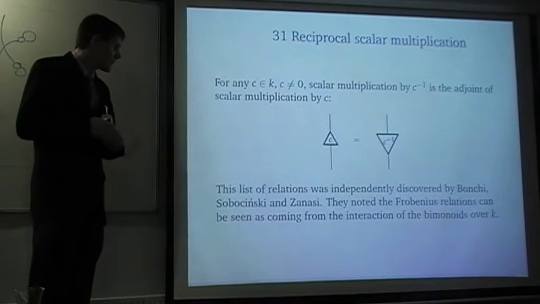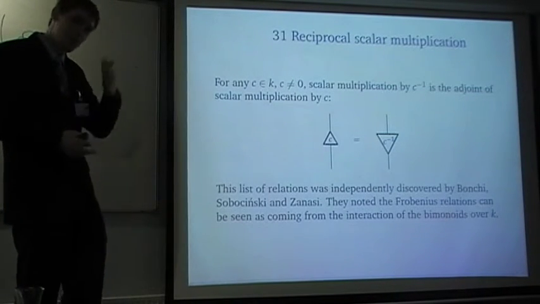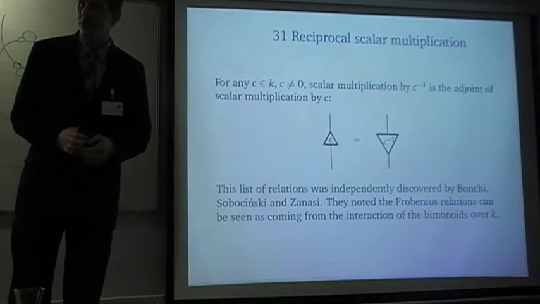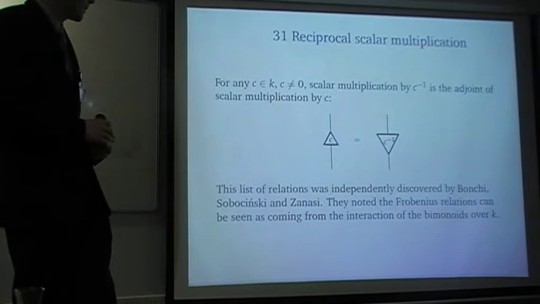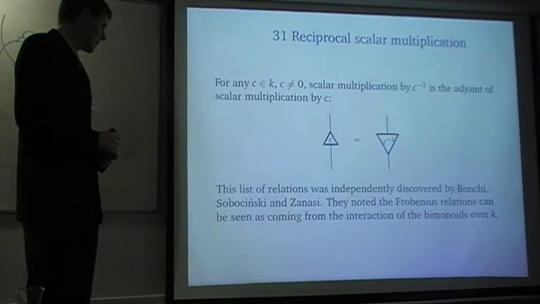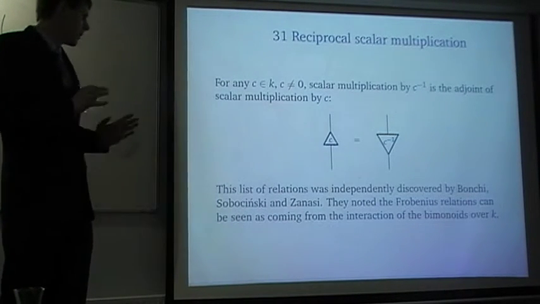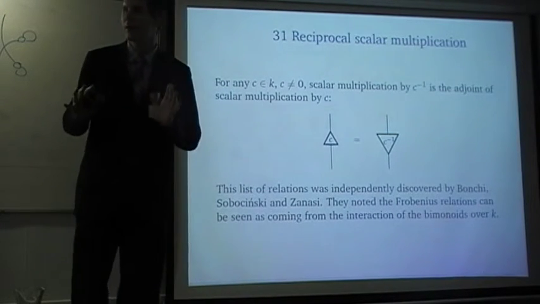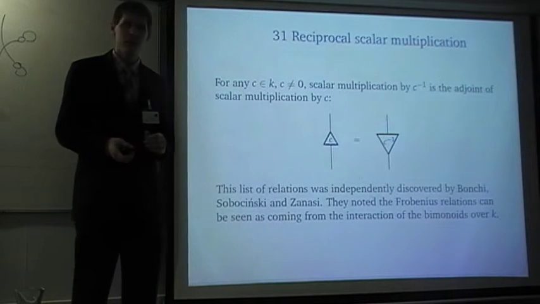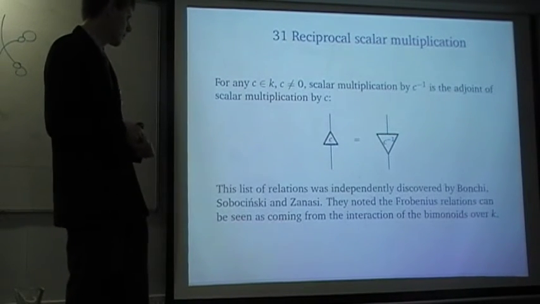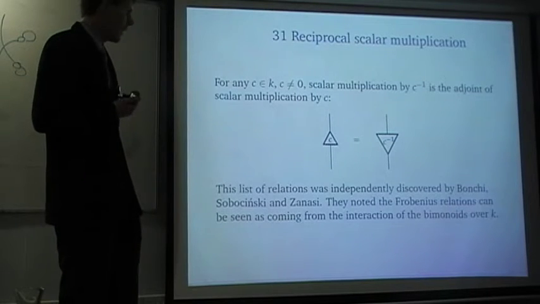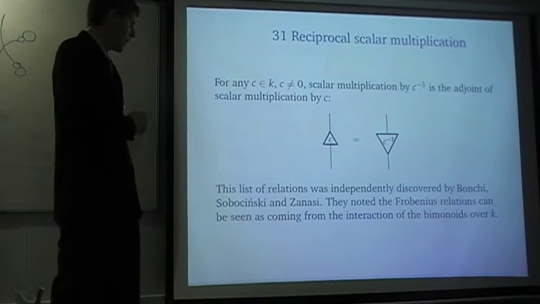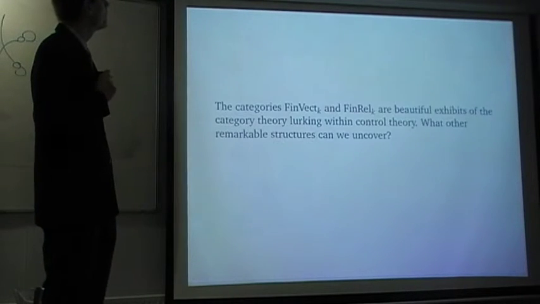So this list of relations, this is the last one. It was independently discovered about the same time by Bonchi, Sobocinski, and Zanasi. And they also noticed that the Frobenius relations really can be thought of as coming from the interaction between the bimonoids, the structures that we have over the field K. And so that was kind of cool.